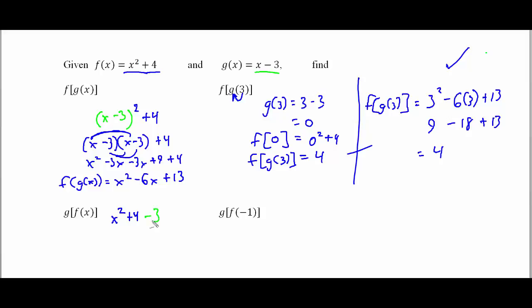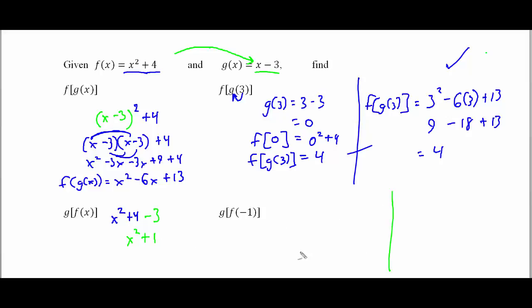I keep saying equation, but I mean function there. For this function, I have now plugged my f of x into g of x. And my g of x is x minus 3. So that blue x squared plus 4 jumped into that x. There we go. So there's my function right there. So x squared plus 4 minus 3 is then simplified to x squared plus 1.